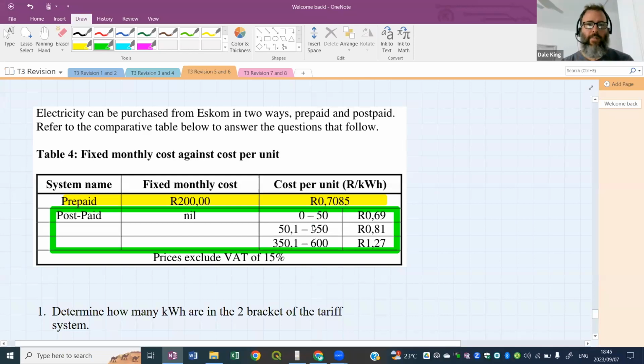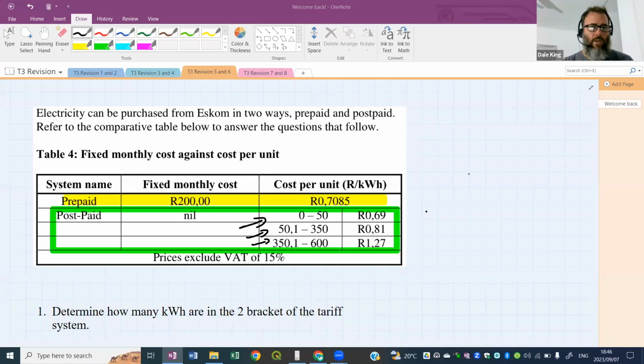All right. Prepaid expense and accrued expense. See, I was talking accounting stuff now. There's tariffs there, and so these are the brackets here. There are the three brackets. And on the right-hand side, we've got the cost, rands per kilowatt hour. So you can have a sliding scale tariff system for electricity. Prices exclude VAT, by the way. Just remember that.